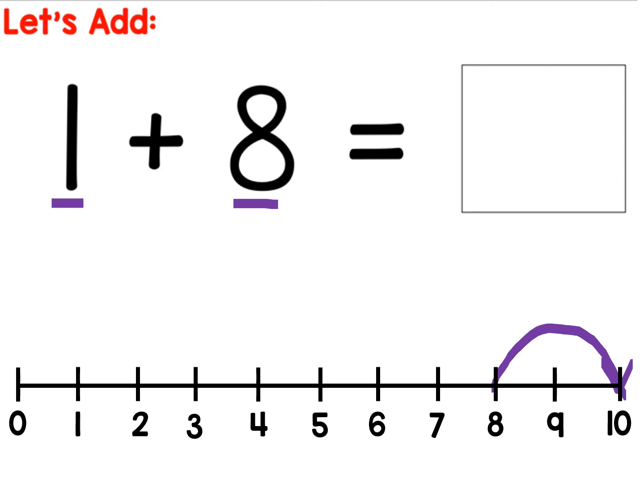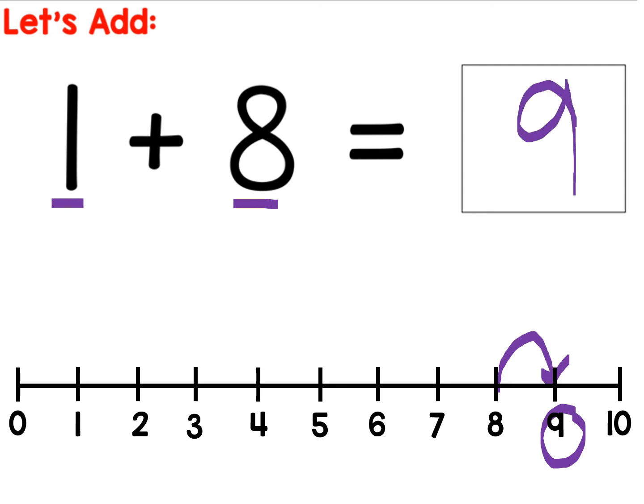You'll notice I did do 1 hop, but I skipped a number. You cannot skip a number, boys and girls. You have to touch every number. So here's my 8, and I'm going to hop 1 more to get to my 9. So 1 plus 8 equals 9.